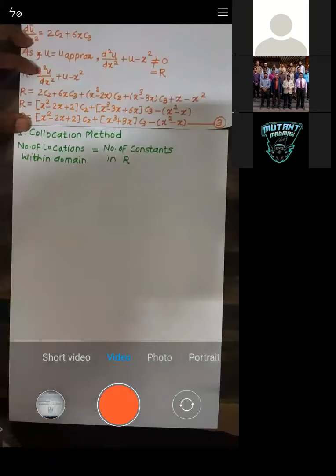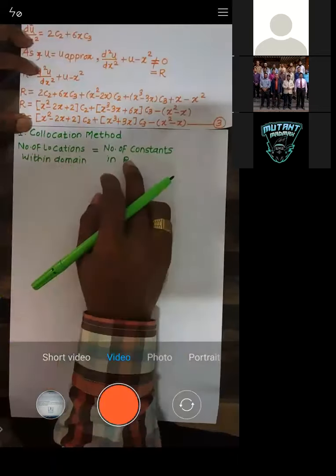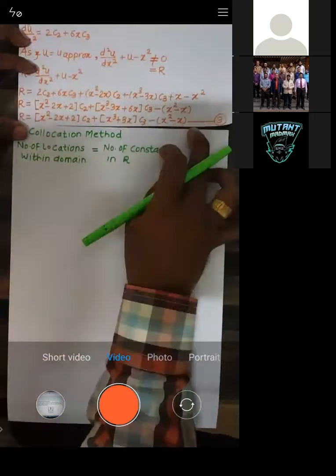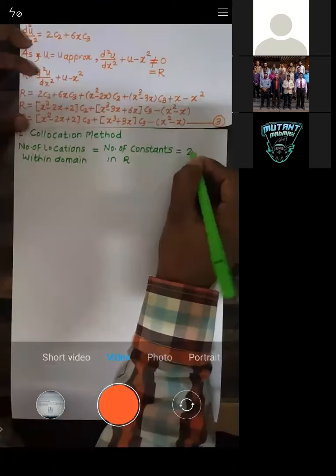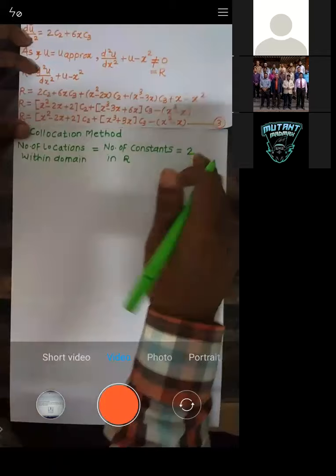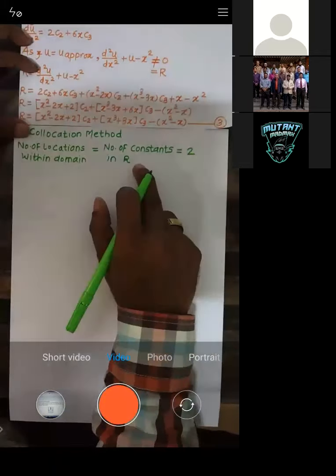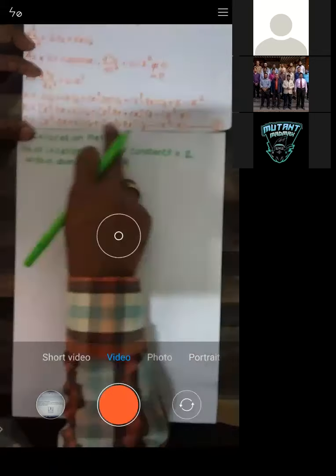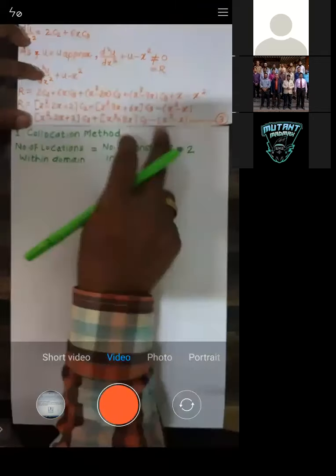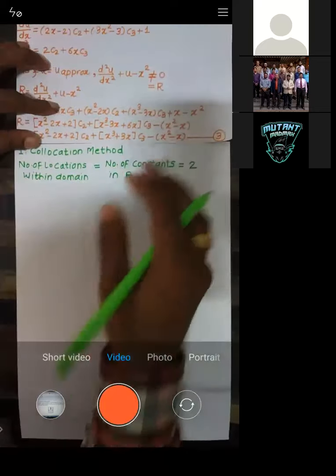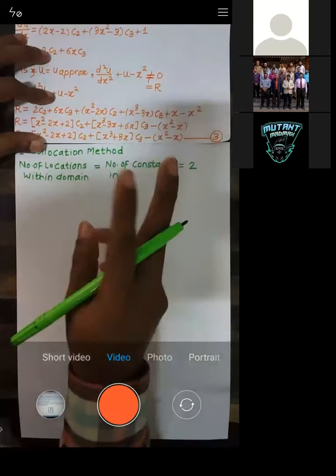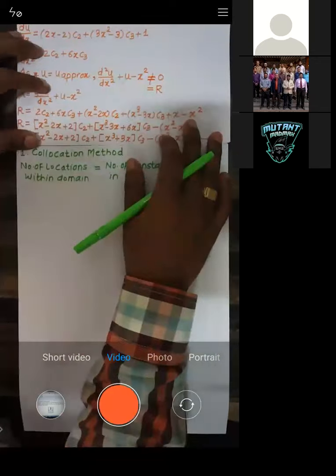So how many locations will we take? We will take the number of locations equal to number of constants in R. You can see in the equation of R, we have two constants. So the purpose of taking two locations is to get two equations for solving two constants. In this equation there are two constants, but we have a single equation. Our purpose is to solve two equations with two unknowns. So how will we get these two equations? By taking two locations, right?